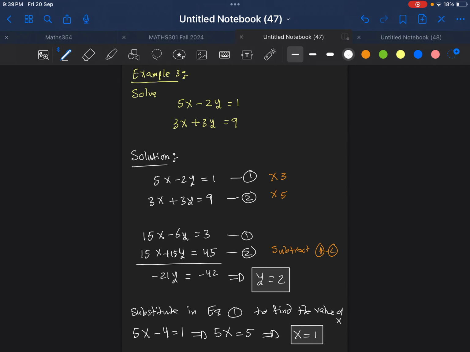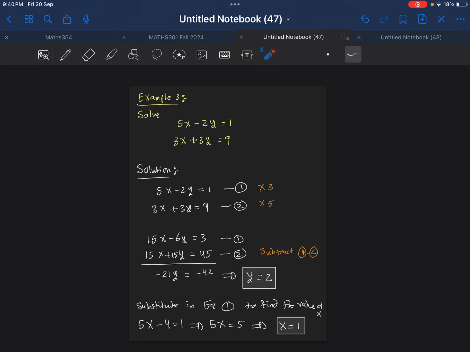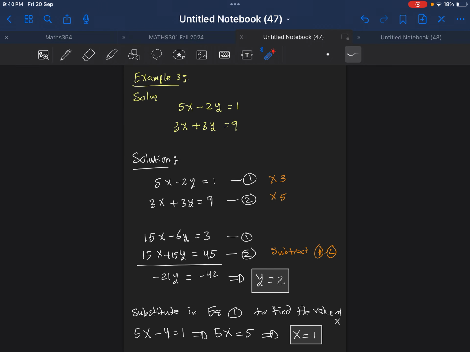Well, again, before we do anything, we need to check. Let's check in the second equation. If we substitute x equal to 1, y equal to 2, yes, we will get 9. If we substitute in the first equation, x equal to 1 will give me 5, and this will give me negative 4, so again, I get 1. And that's how we solve a system of linear equations by elimination. In the next 2 examples, there will be 2 cases that we need to be very careful dealing with.